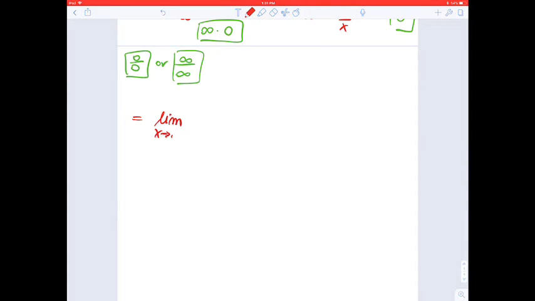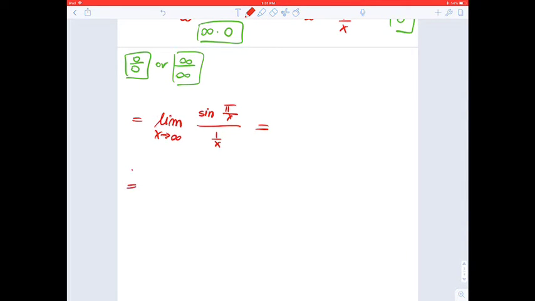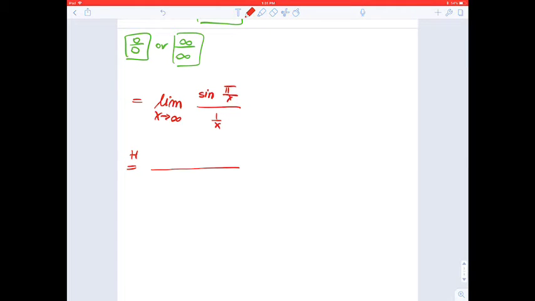Okay, I do have my form. Limit as x goes to infinity of sine of pi over x, over 1 over x. I can apply L'Hopital's rule because this is definitely 0 over 0. Limit as x goes to infinity. The derivative of sine of pi over x is cosine of pi over x times the derivative of the inside function pi over x, which is negative pi over x squared.